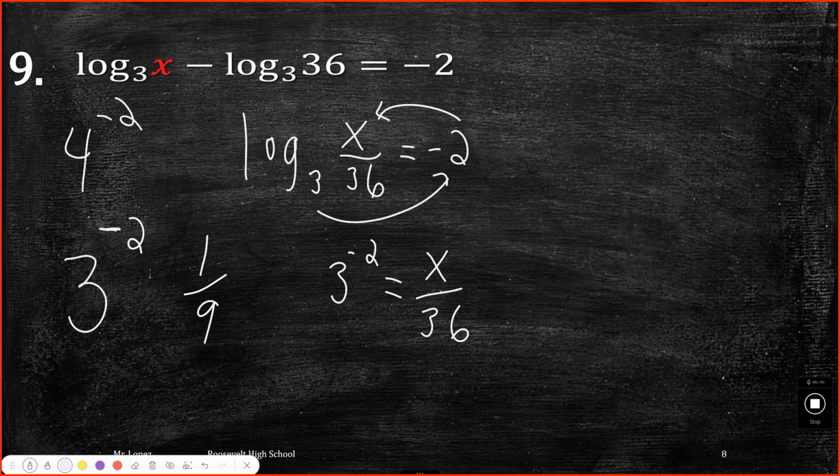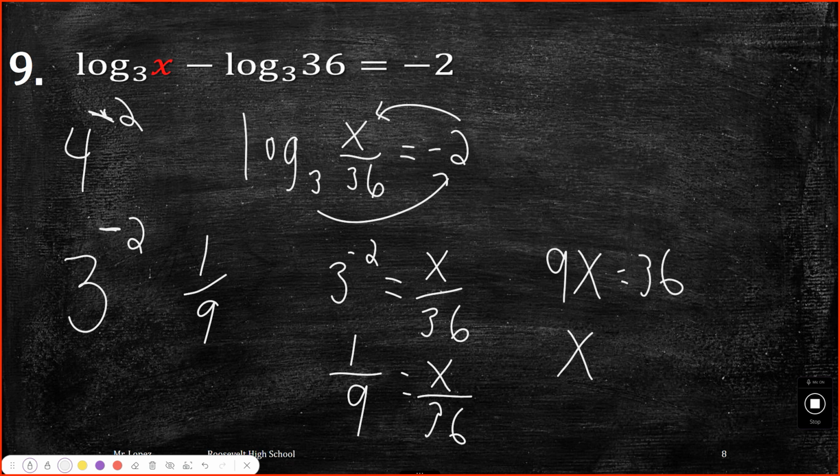So if you have 4 to a negative 2, imagine that there's no negative there. So what's 4 squared? So if it does have a negative, it's going to be 1 over 16. So 3 to the negative 2 power is 1 over what? Cross multiply, this will be what? 9x equals what? 36? X equals what?